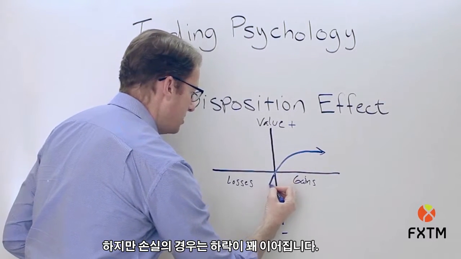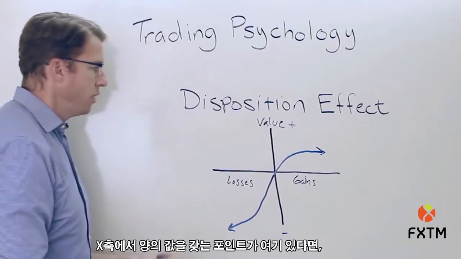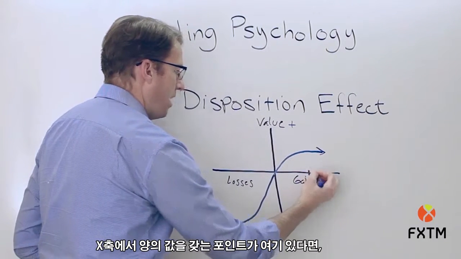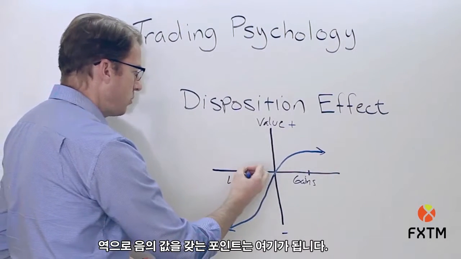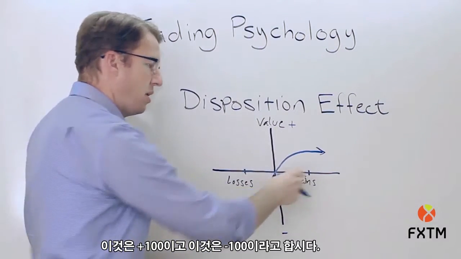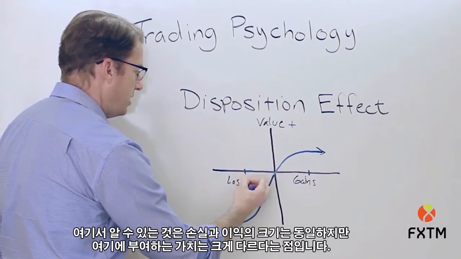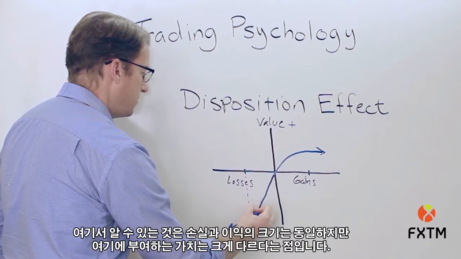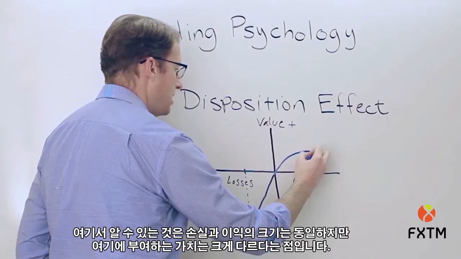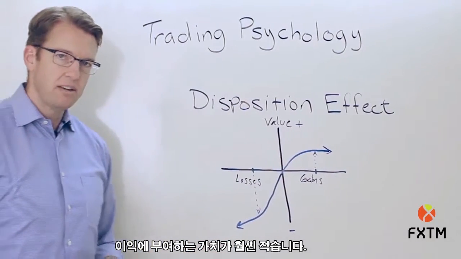However, with losses, we really continue to decline quite a bit. If we were to find a point on the x-axis here that represented a positive value that was the inverse of a negative value over here, so let's say this was a positive 100 and this was a negative 100, well, what we would find is that there is a significant difference between the negative value we attach to that loss and the much less positive value we attach to a gain of the same size.